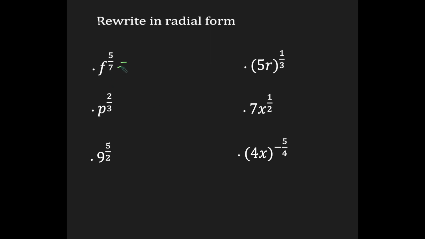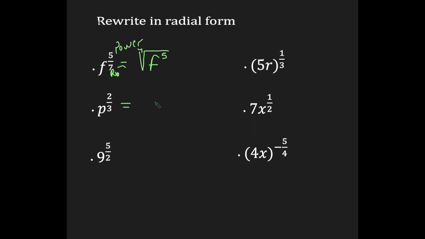Okay, over here, I'm going to rewrite these in radical form. So notice all of these are in your exponent form. So I'm going to have my radical sign. F is my base. Now remember, you have 5 and 7. The 5 is your power, and the 7 is your root. So remember where roots grow, so that's where your 7 would be, and this is where your 5 will be. Your 5 is your power.